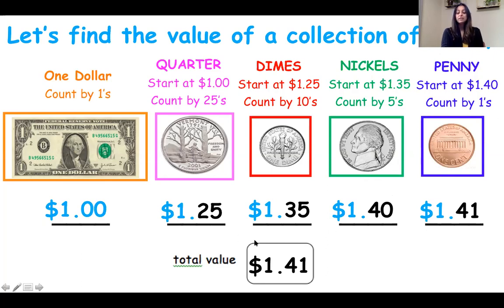So I want you to notice something. If you covered up the dollar in all of these, it's just regular counting coins, right? 25 cents, 35 cents, 40 cents, 41 cents. Except we're adding a dollar in the front of it. So it's not just 25 cents, it's $1.25, $1.35, $1.40, $1.41. Let's try another one.